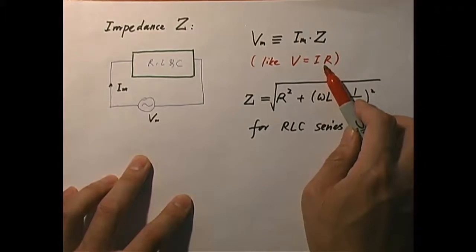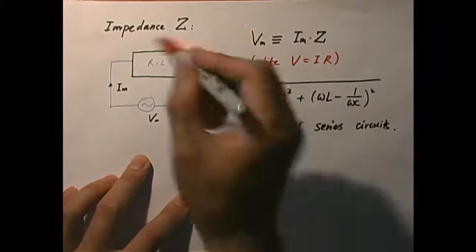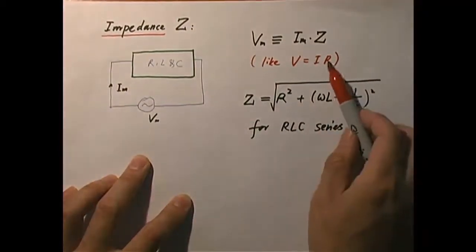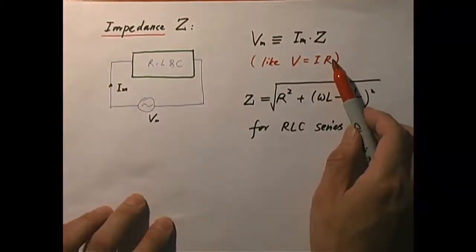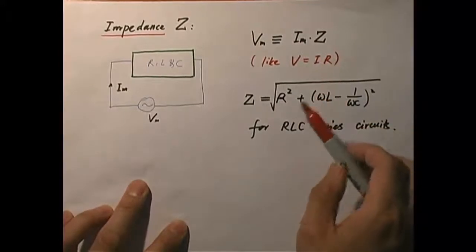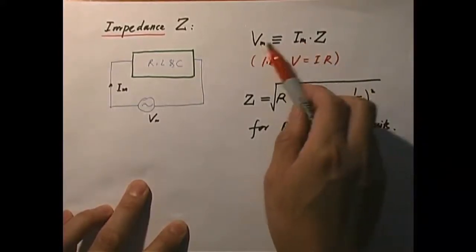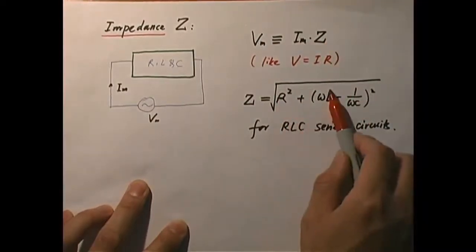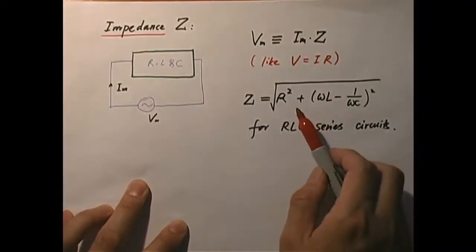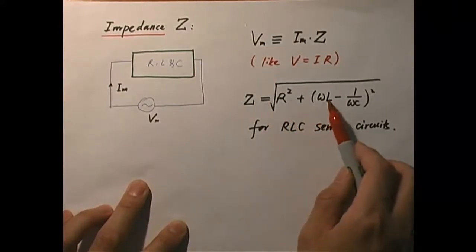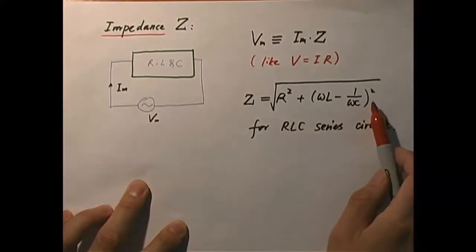except when there are L and C involved, not just R, I don't call it resistance anymore. I call it impedance. So what is the impedance equal to? Well, if it's an RLC series circuit, we already did that calculation. We found I maximum equals V maximum divided by this guy. So the impedance value for an LRC series circuit is the square root of R squared plus omega L minus 1 over omega C, squared.